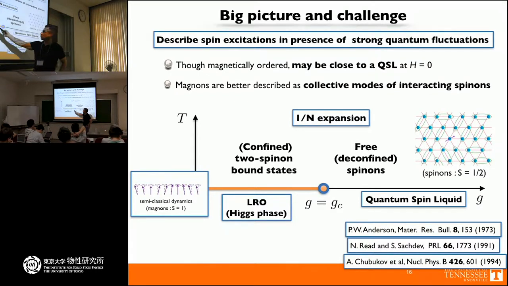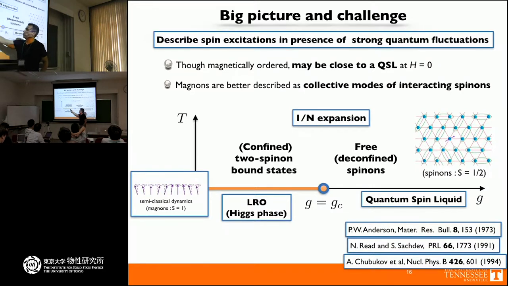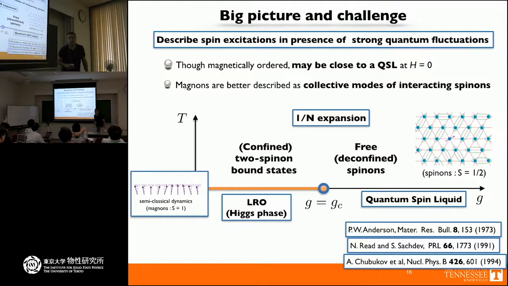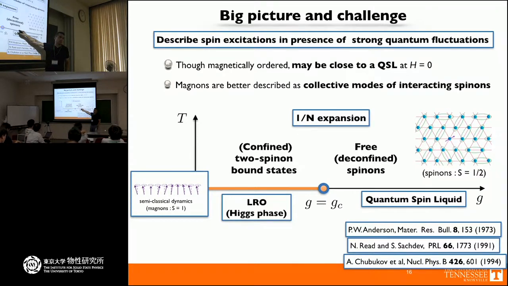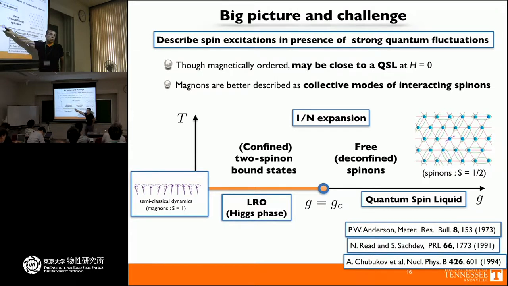Because if we treat the system as a non-interacting gas of magnons, which is what we would do if we were far away from this point, we immediately realize that there may be a problem, because the elementary excitations on this side are free spinons, are free spin-1/2 particles, right? So if the transition is continuous, on the left we have magnons, on the right we have free spinons. So how can we connect these two pictures continuously?